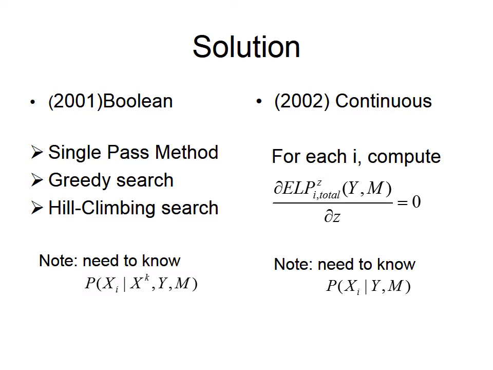So how to solve this problem? For the Boolean case, we have mainly three searching methods: single pass method, greedy search, and hill climbing search. And for the continuous case, assuming that for each customer i, the expected lift in profit is twice differentiable with respect to marketing action mi, which is now replaced by z here, we only need to solve this equation and check the second derivative to be smaller than 1 so that the maximum value is obtained. Note that now we only need to know these two probabilities that were used to define the expected lift in profit in the above slides.